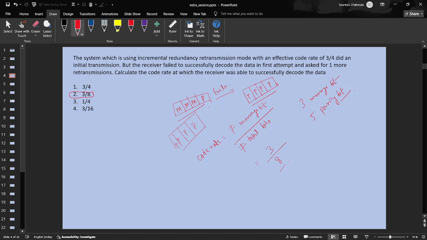By the way, this is about incremental redundancy. Does the code rate change in chase combining also in a similar manner? No. Okay, so it remains unchanged, but for incremental redundancy it changes.